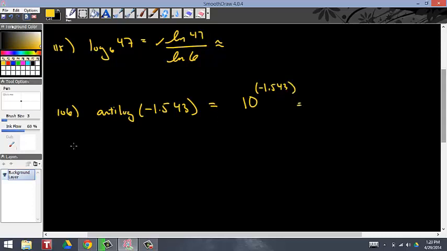And then if you see something like anti-ln, so like if we look at number 111, anti-ln of 2.468. Remember, AJ, natural logs have a base of e. So it's just saying e to the 2.468 power. And that's it. It's just calculator after that.